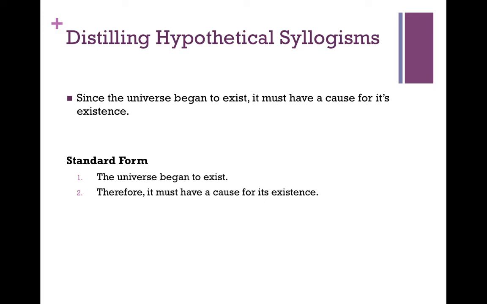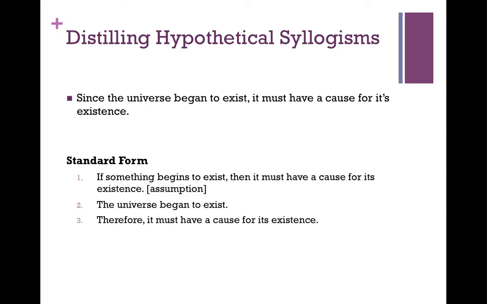This is when we talked about implicit premises a long time ago. As I said, if a person doesn't tell you what they're assuming, there are a lot of different things we could fill in. But at least one way of understanding this argument would be: if something begins to exist, then it must have a cause for its existence. The universe began to exist, therefore it must have a cause for its existence. And notice that this is a hypothetical argument, or at least this is one way of understanding it.